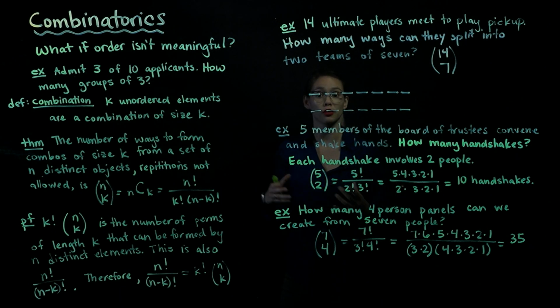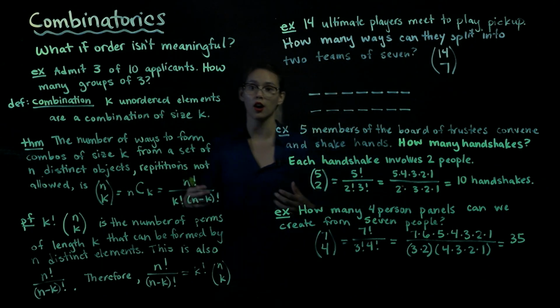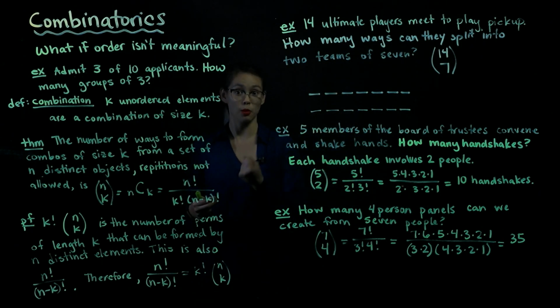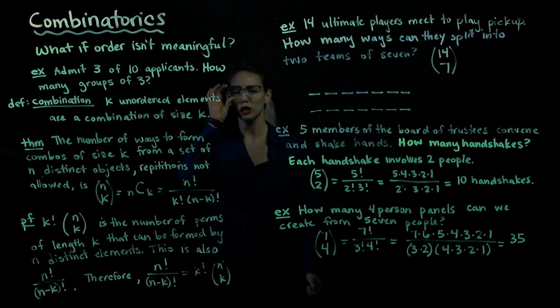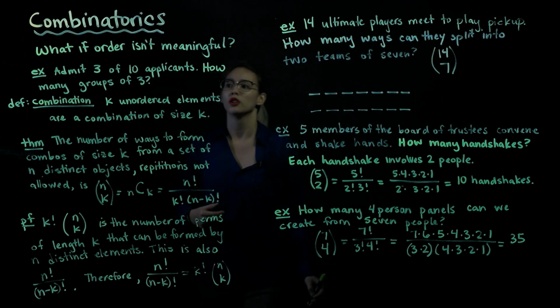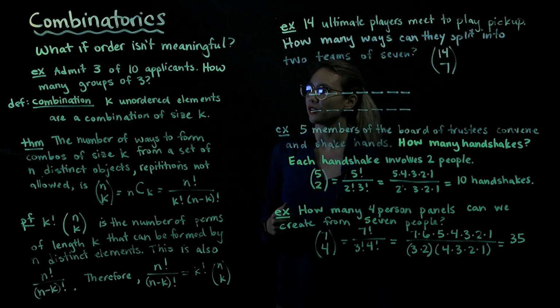How many groups of 3 could we hire? So it doesn't matter the order that we hire them in or which slot they're getting put in. All they care about is, am I getting the job or am I not getting the job? So we would call this a combination. So let's talk about the definition of combination.